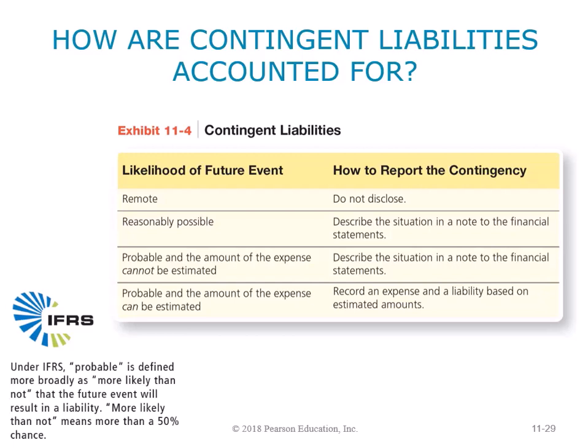If it is probable and the amount can be reasonably estimated, then we are going to accrue it and disclose it in the financial statement footnote. So accruing it means we are actually going to record that expense and liability on our books. We are going to record a journal entry and we are going to disclose it in the financial statement footnotes.